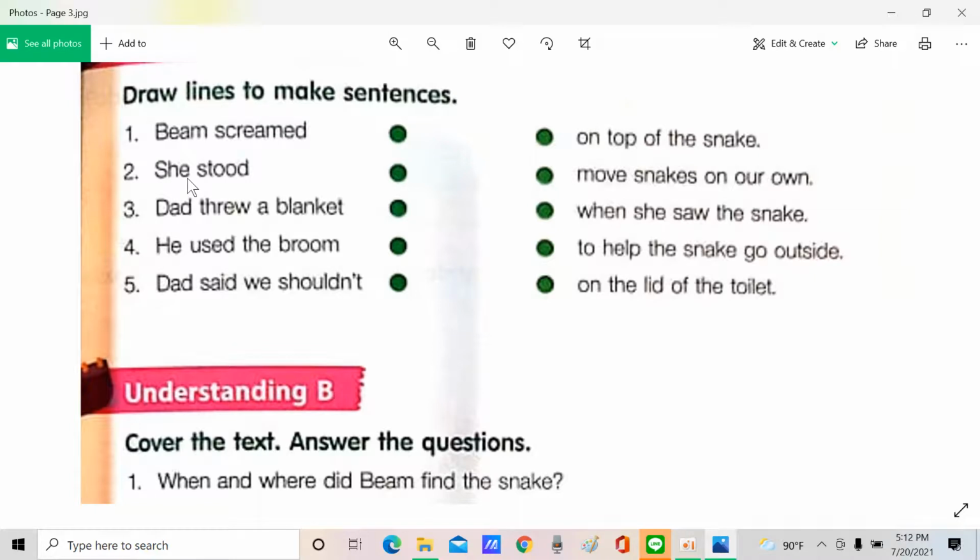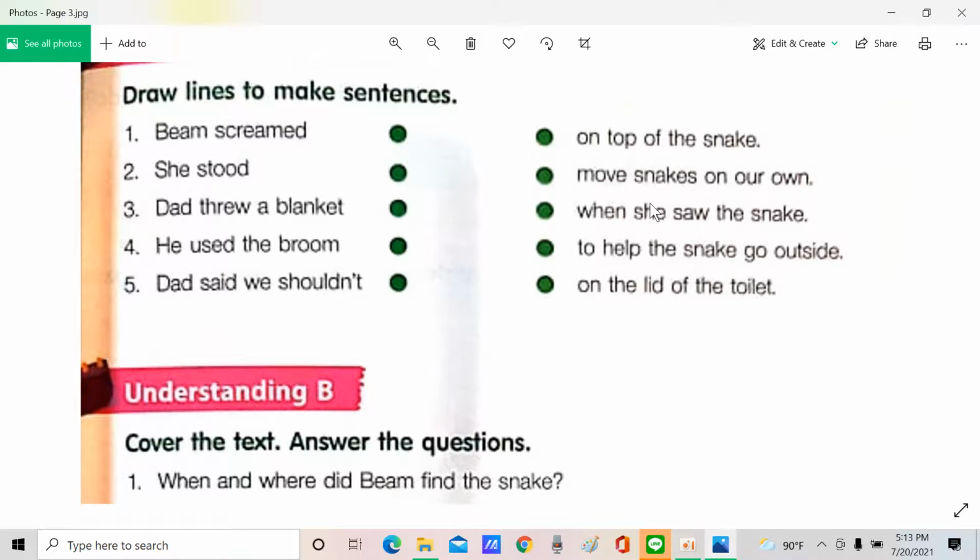Number 2, she stood. Stood is the past tense of stand. So she stood, or she stand, past tense stood. Stood where? The answer is found in the story, on the left side, the left page of your book. So she stood where? Where did she stand? 3, Dad threw a blanket. To whom did Dad throw a blanket? 4, he used the broom to what? What did he use the broom for? 5, Dad said we shouldn't what? Shouldn't do what, according to their dad?